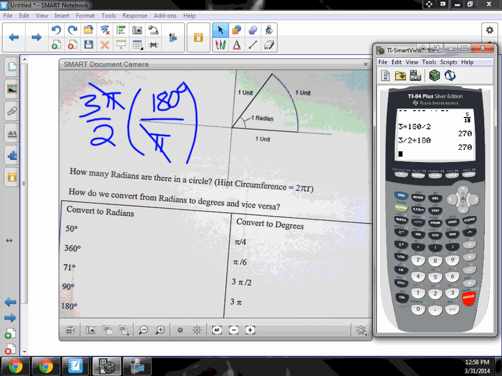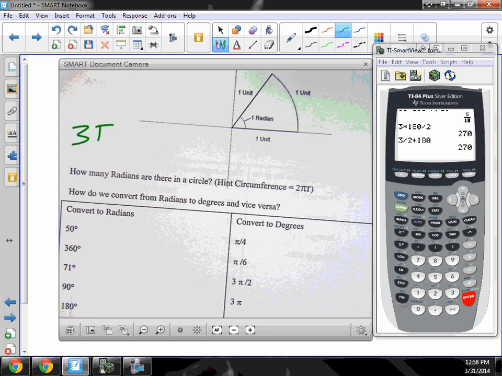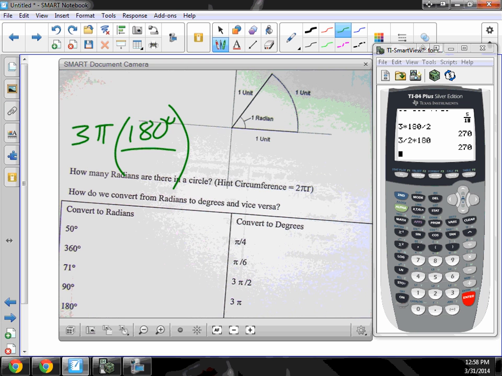What about 3 pi? Times it by 180 over pi. Pi's cancel, and it's just 3 times 180. You can divide it by 1 if you want, but there's no need. You can write 3 pi over 1, but that's not going to change your answer. Yeah, the second column you're going to turn from radians to degrees. Okay, turn the page.